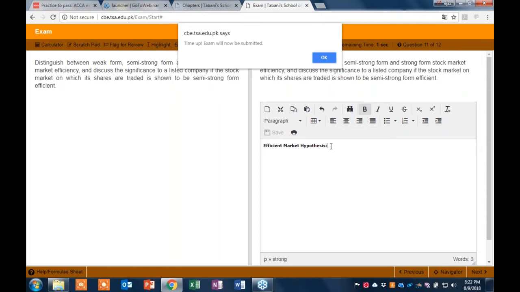Yeah, Snyder, you're right. The semi-strong form efficiency reflects the historical information and the public information, publicly available information.